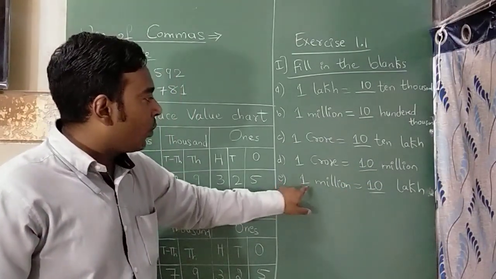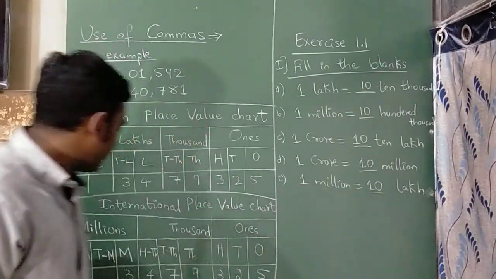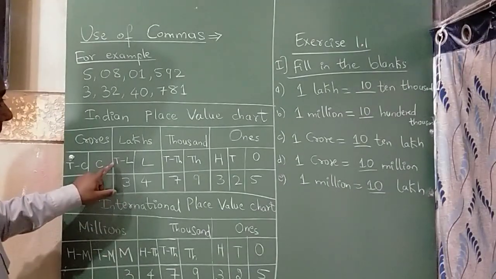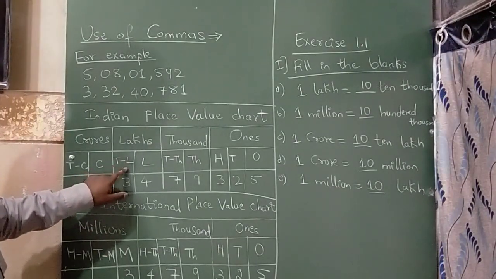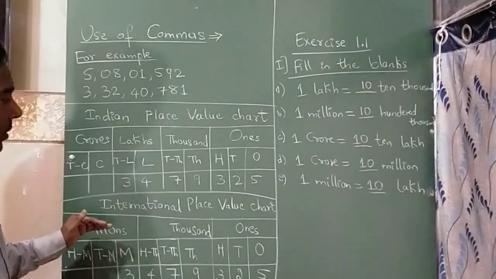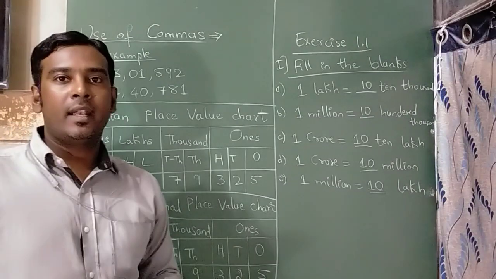So the last one is 1 million is equal to 10 lakhs. So 1 million means here it comes here. In this place it is 10 lakhs. Are you understanding the Indian place value and international place value? Fine. Let's move on to the next question.